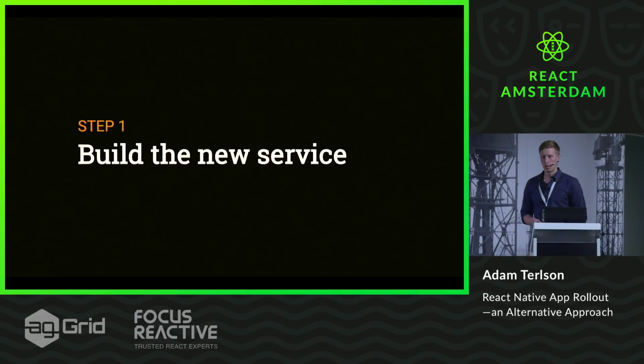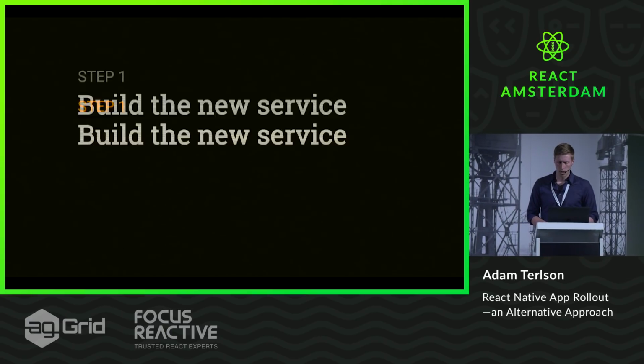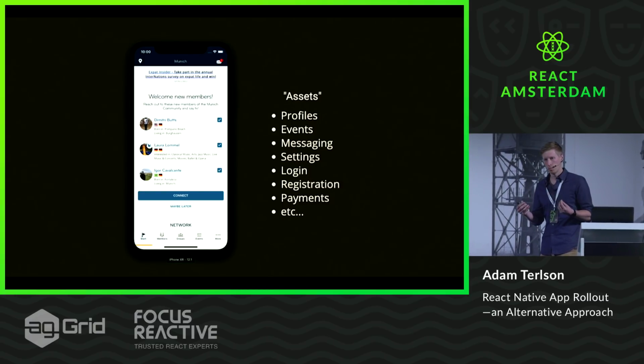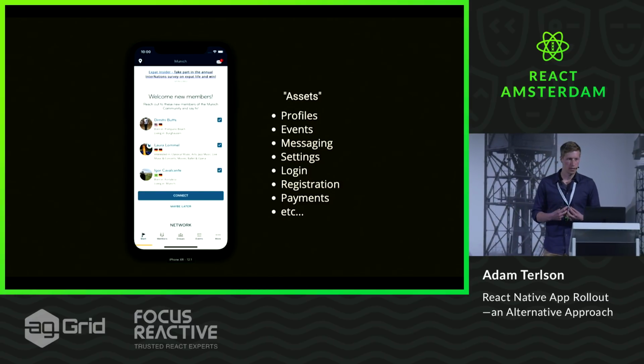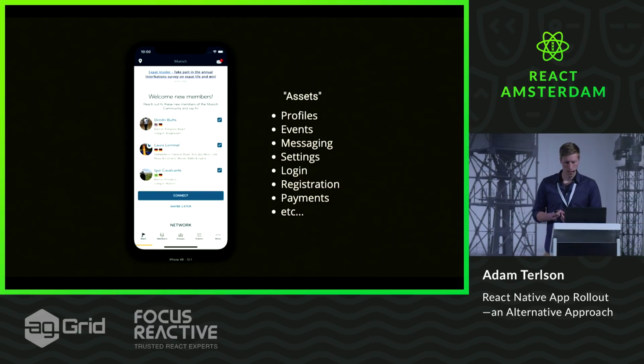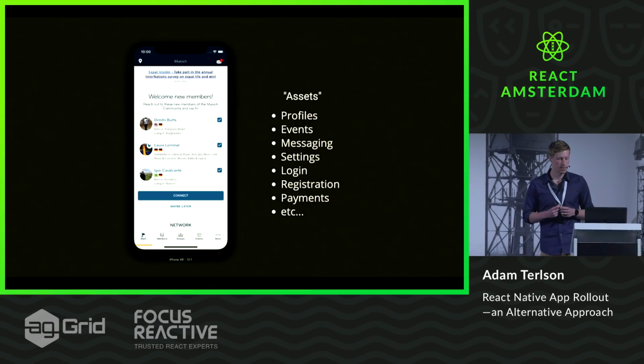So step 1, we need to build our new service. So an application can be seen as being broken down into many different parts. And these parts are basically logical groupings of your application's features and screens. In Strangler terms, these parts are referred to as assets.